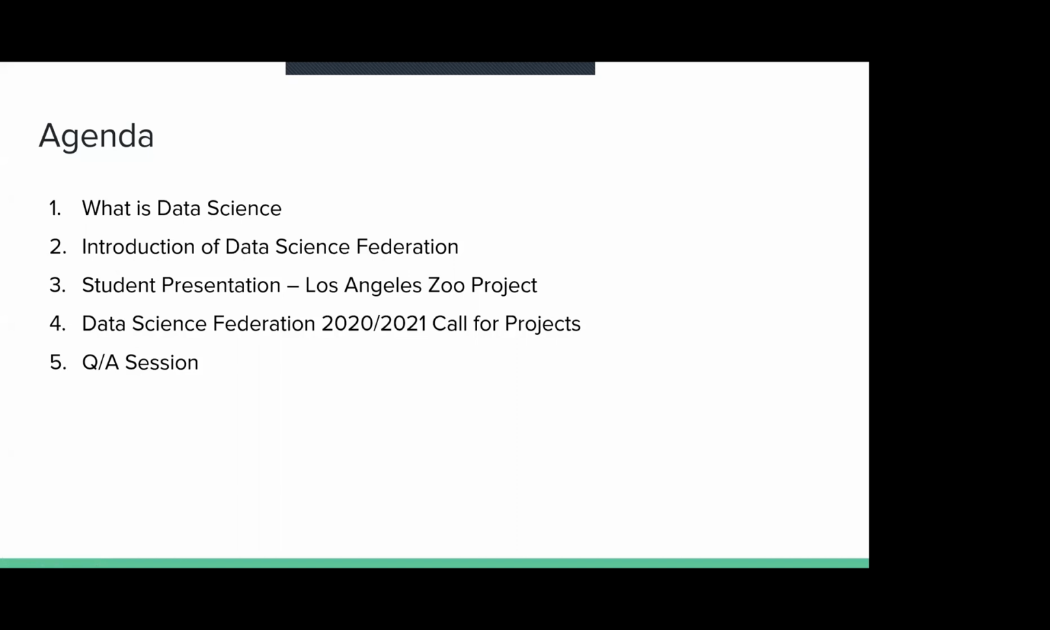Today's agenda will cover what data science is and how planners use it. Jean Holm will introduce us to the Data Science Federation. We'll have a student presentation on the Los Angeles Zoo project. Anthony Lyons will introduce the call for projects for the 2020-2021 Data Science Federation, and we'll wrap up with a Q&A session. So let's get started.